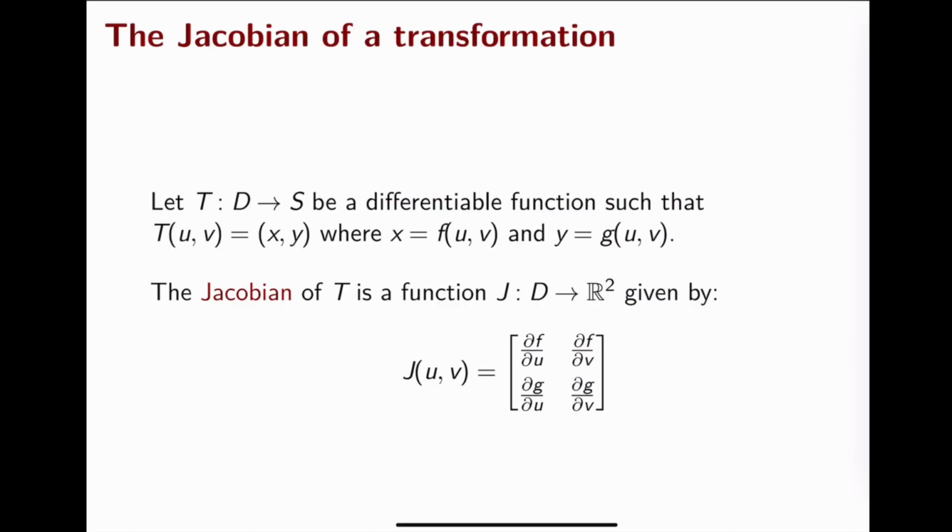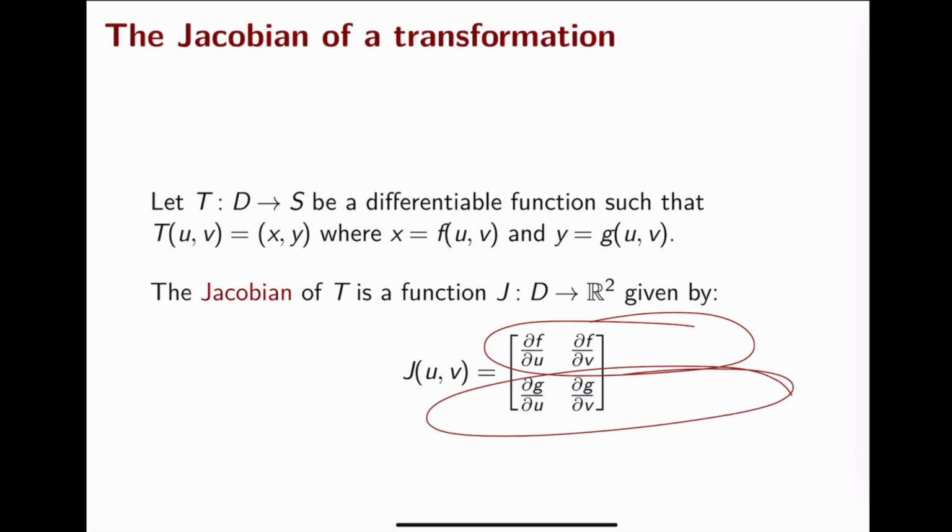If it were 3 variables, you would get a row here with 3 entries, the derivatives of the first component with respect to u, v, w. Then the second row would be the derivatives of the second component with respect to u, v, w. And in the third row, you would get the derivatives of the third component with respect to u, v, w.